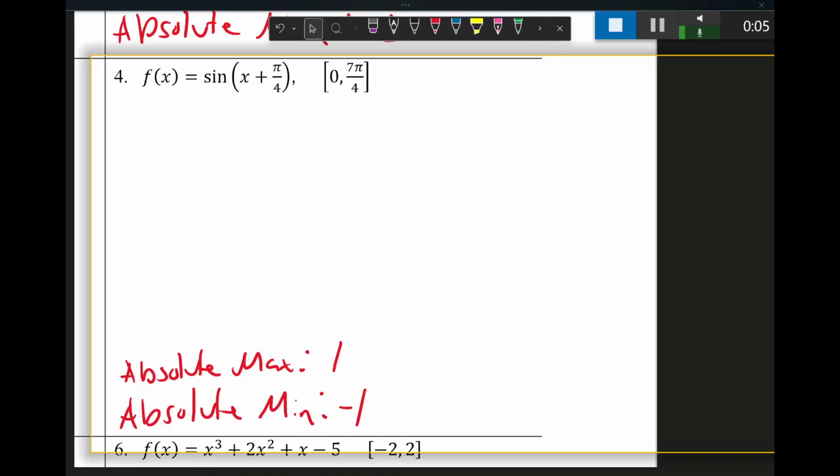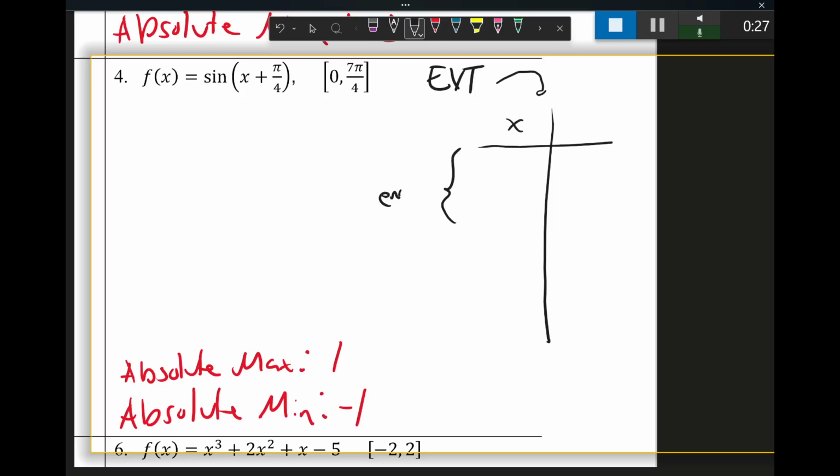Okay, so question 4 is asking us to find the absolute max and the absolute min, which is really asking us to apply the extreme value theorem, which again, you don't have to know the name extreme value theorem, but what extreme value theorem tells you is that the absolute max and absolute min will occur at either the endpoints, which are going to be given to you in the question, or at the critical numbers, which we need to be experts at anyway for other question types.